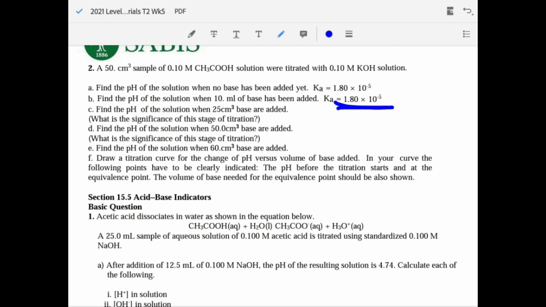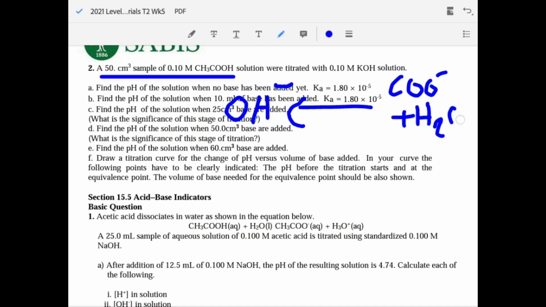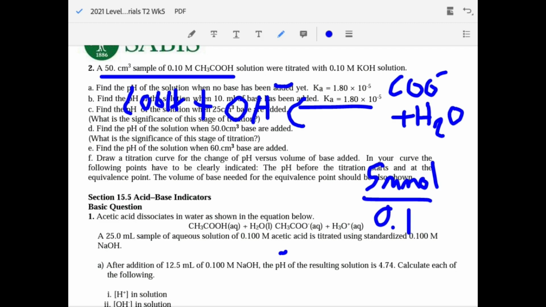Next one, D. Find the pH of solution when 50 centimeter cubed base is added. 50 centimeters, which means all of this became COO minus, and then COO minus goes back into being OH minus plus H2O plus COOH. So you're left with 5 millimoles of COO minus, and since it's a minus here, you use Kb. So 5 millimoles divided by, to get the molar, because for K you're working with molar, 50 plus 50, 100 centimeter cubed, which is 0.1 decimeter cubed, or 0.1 liter.